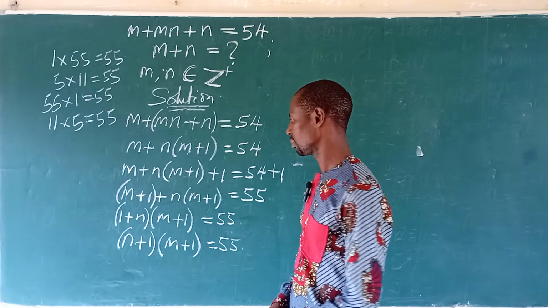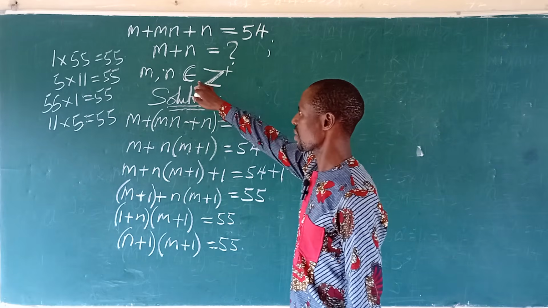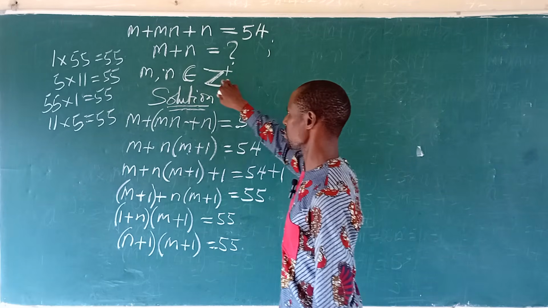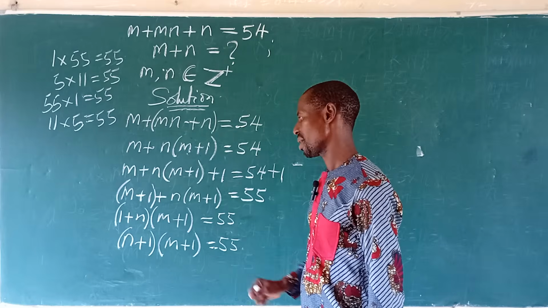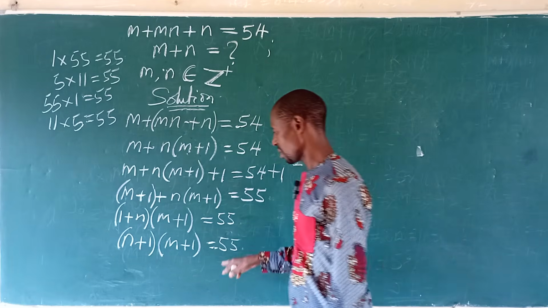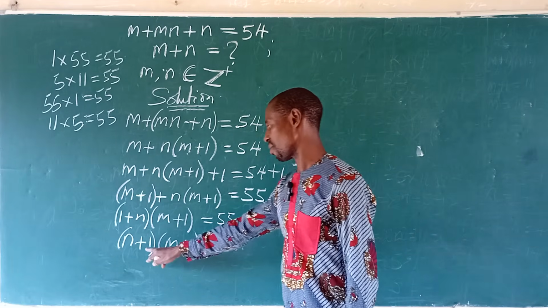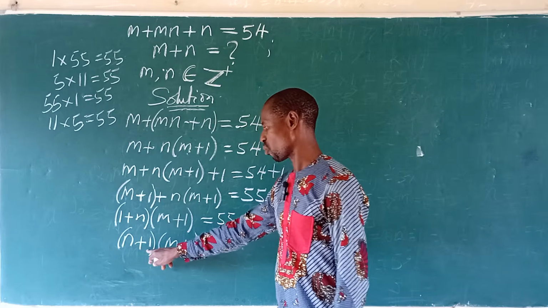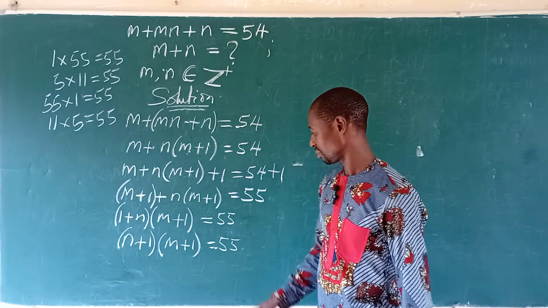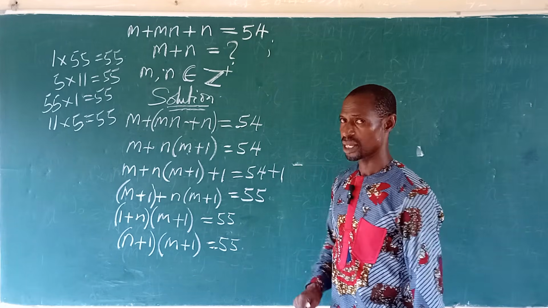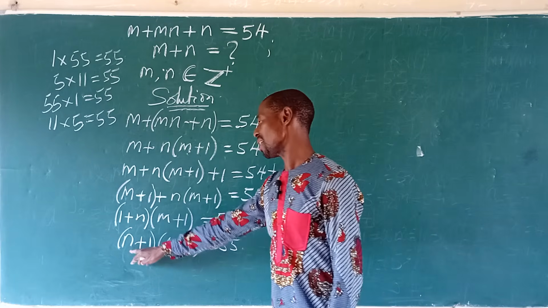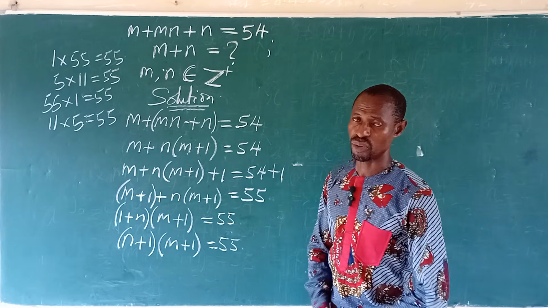No. We have to look to the condition we are told here, that m and n belong to the set of positive integers. Now, if you check this carefully, look at the figure we are having here, and look at what we are having here: n plus 1, m plus 1 equal to 55. So what does that imply? It means your n plus 1 is greater than or equal to 2.